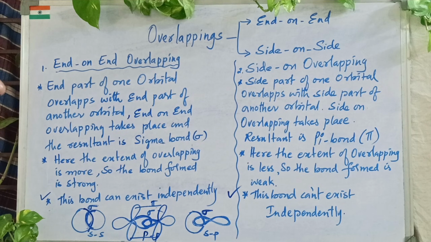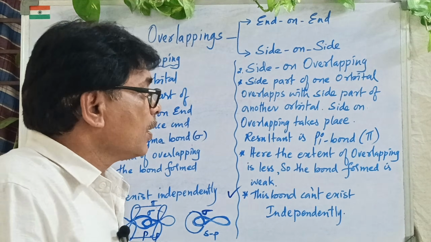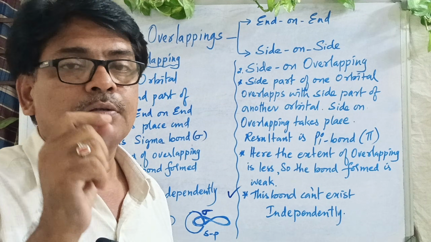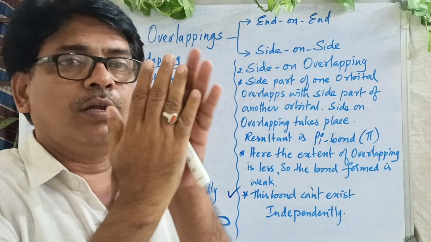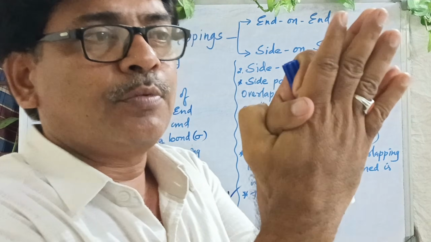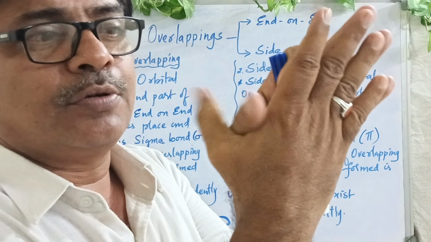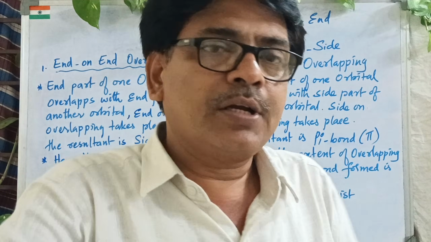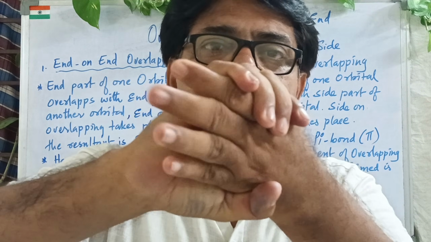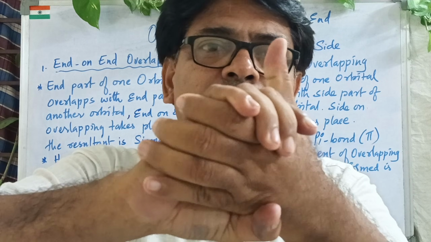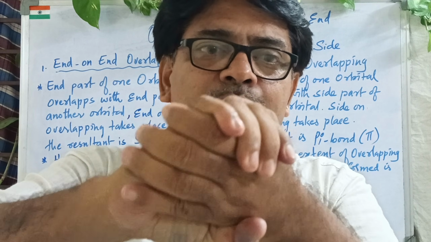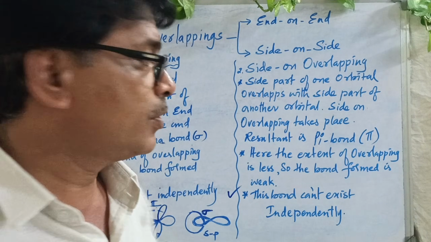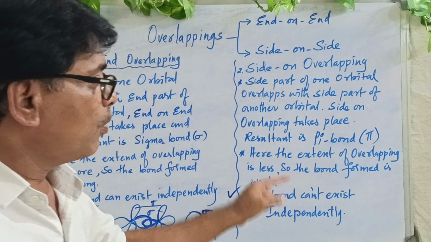This can exist independently. The next one is, here the extent of overlapping is less, so pi bonds are weak, actually, like this. As such, where is a connection? Suppose you shake hand with anybody, this much only, they can break it easily. But when you shake hand like this, the extent of overlapping area is more. Down also you can see, up also. So the extent of overlapping area is more here. So this bond is strong. Which one? Sigma. Pi bond is weak.